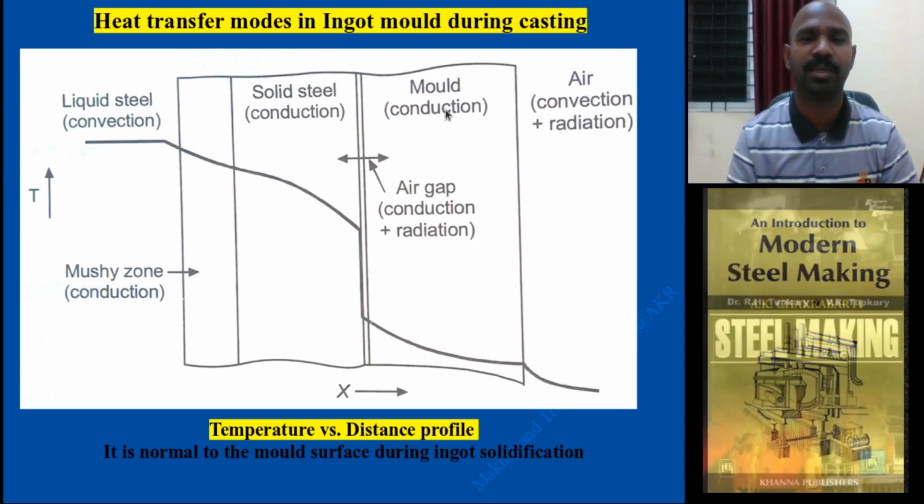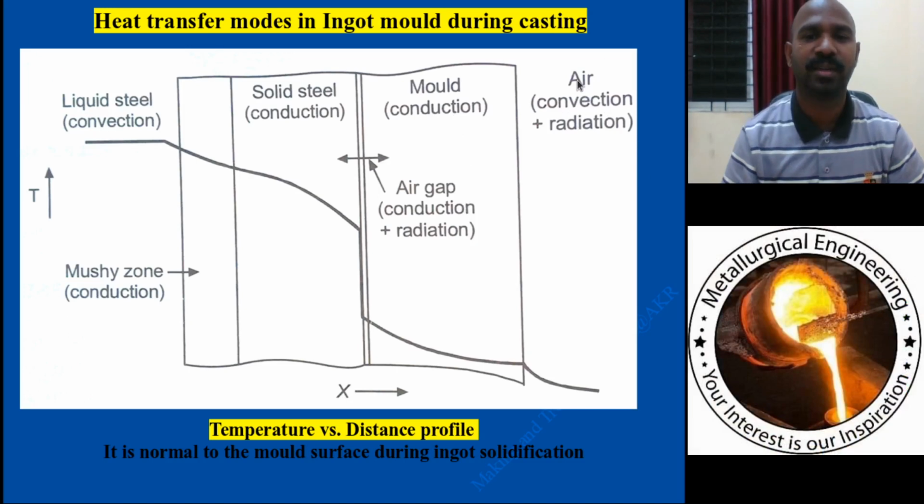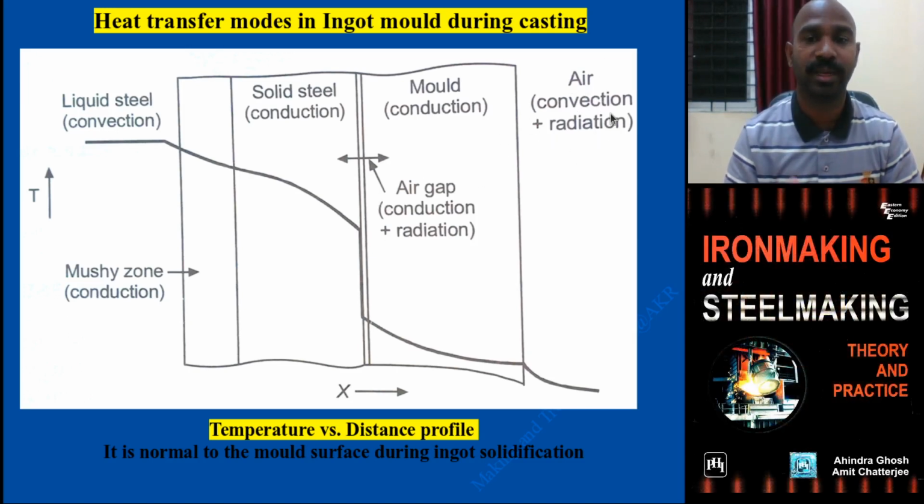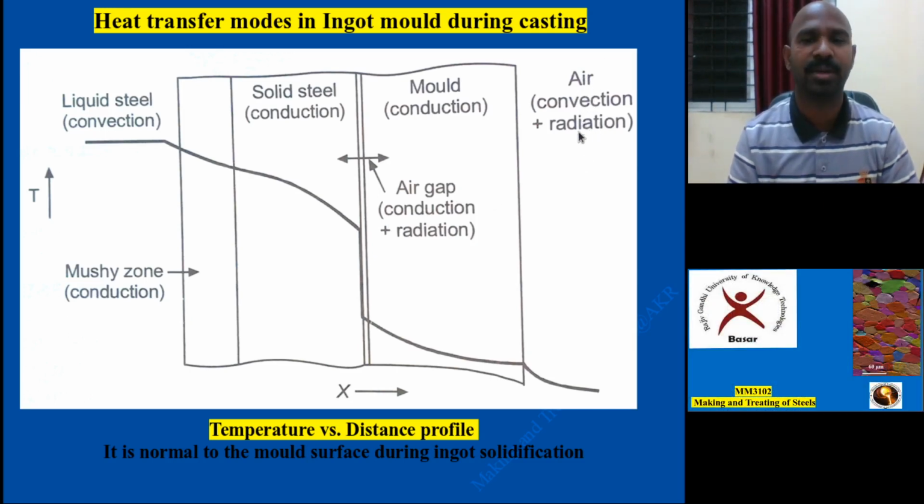So within the mold, the heat transfer mode is conduction, and outside the mold, the surrounding of the mold is nothing but air. It is convection within the air, and also heat radiation. So it is a combination of gas, air is gas, convection, and heat radiation. It is also a radiation.